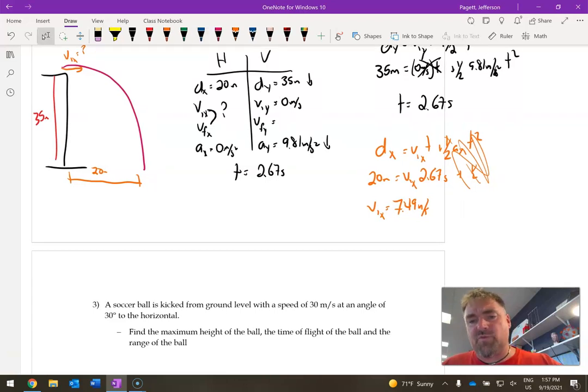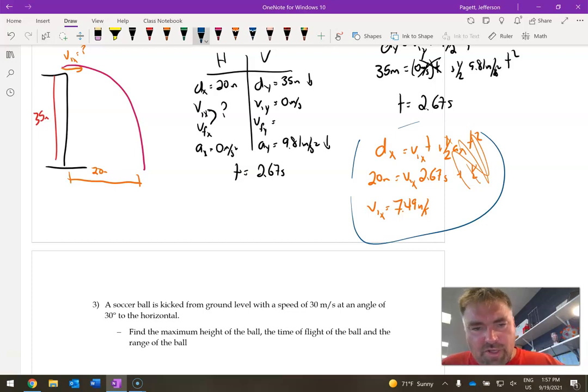People in the past are going to say, wait, do I have to use this equation? Since I know the acceleration is 0, couldn't I just use that V average is equal to dx over t? And the answer is yes, because since this is constant, this is basically Vx average. So you don't have to have this.